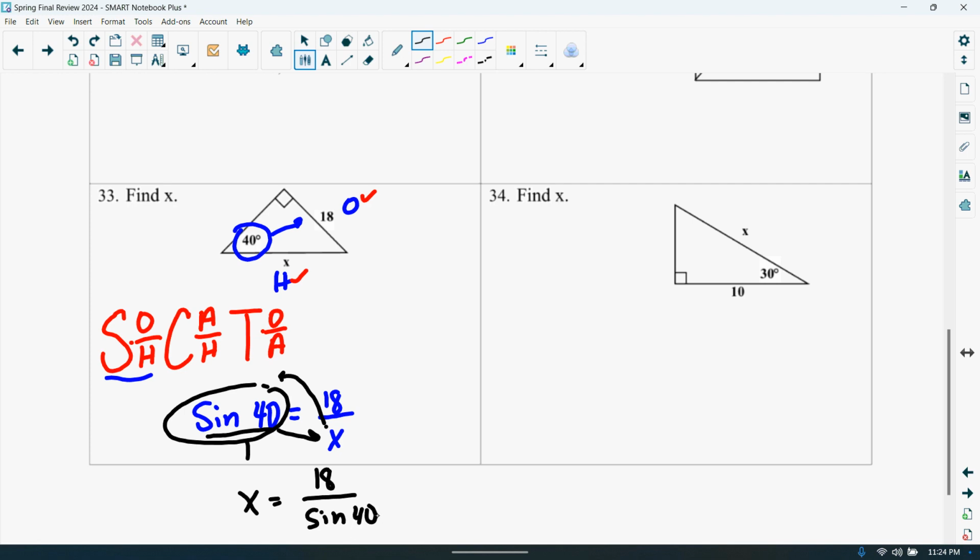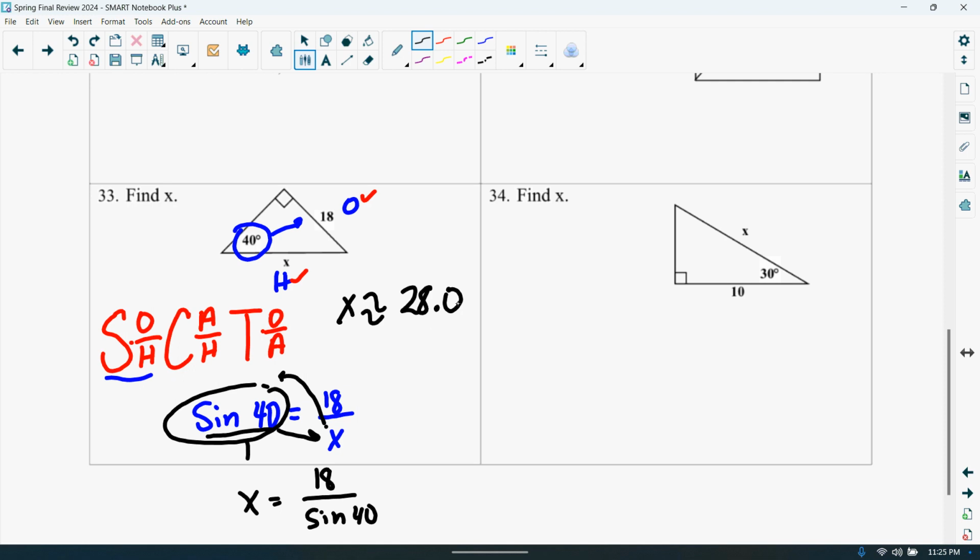So you're going to have to put this in your calculator. And remember, I have my calculator on this one. Remember to make sure your calculator is in degree mode. So we're doing 18 divided by the sine of 40. This comes out to be approximately 28.0. You can't really round it up here because there's 2 more zeros.